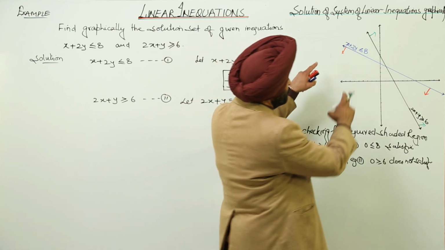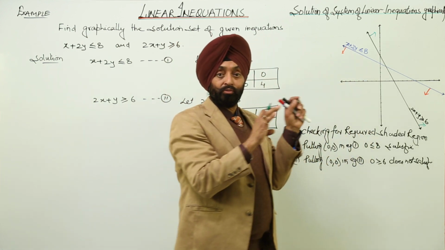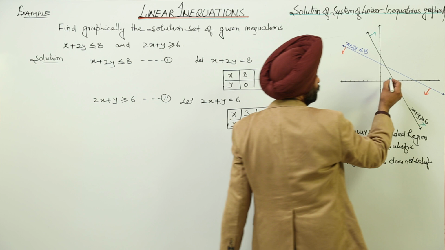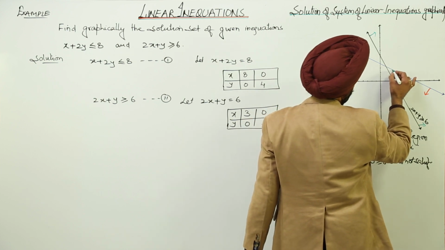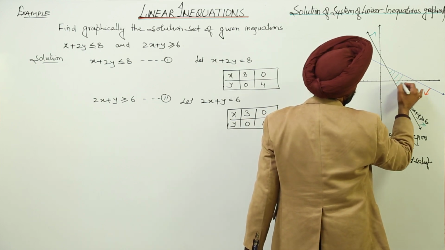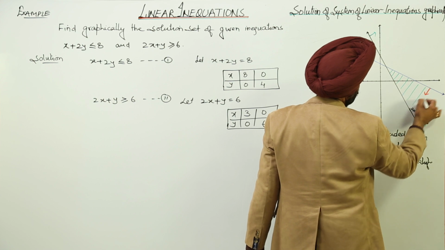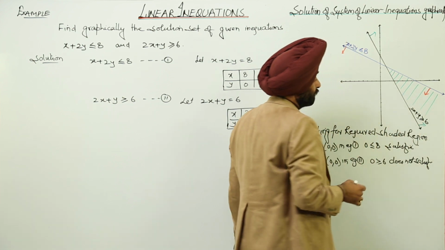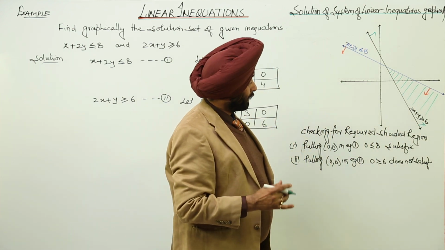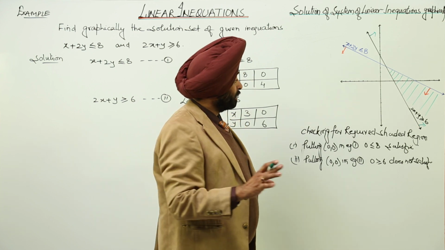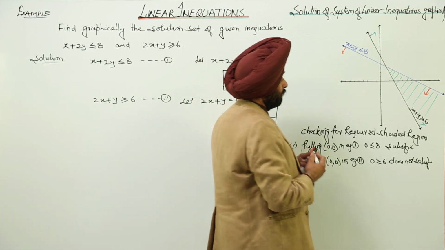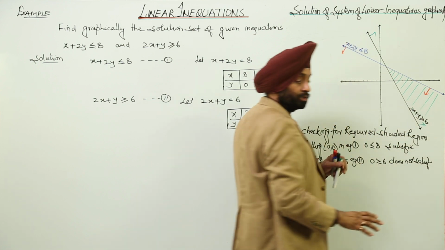Now what is the required area? Now for this part, it is the common one. Which is the common one? So our shading part will be this one. Is it clear? Now only this part is the shaded one.